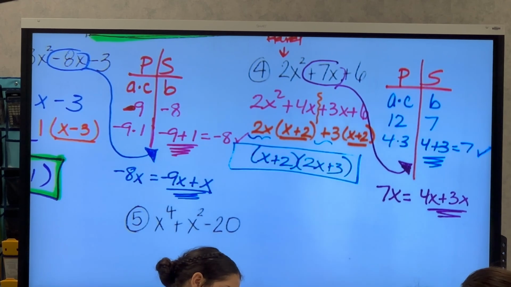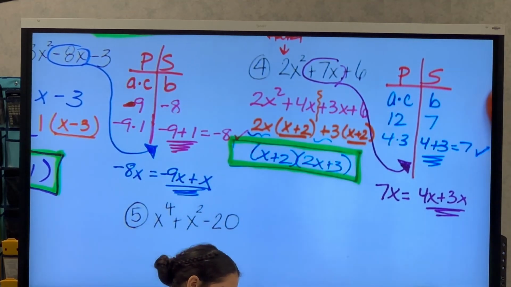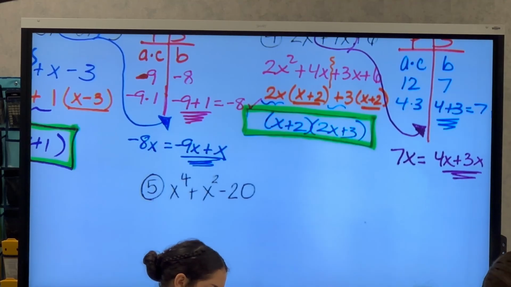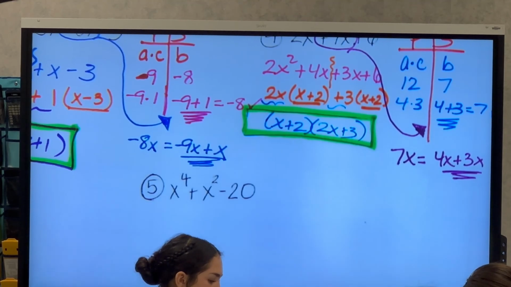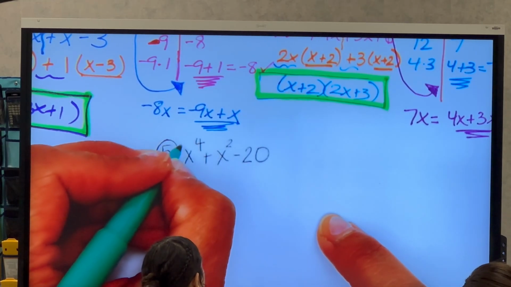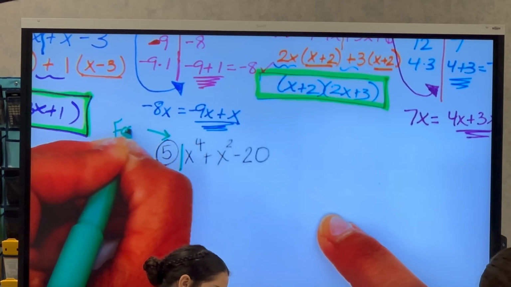Not too bad. I hope it's not too bad for you guys so far. Number 5, some of you might have started working on it already. That one is not a hard trinomial. It's actually what I call an easy trinomial because the leading coefficient is what number? A 1, right. So this one I call an easy trinomial.